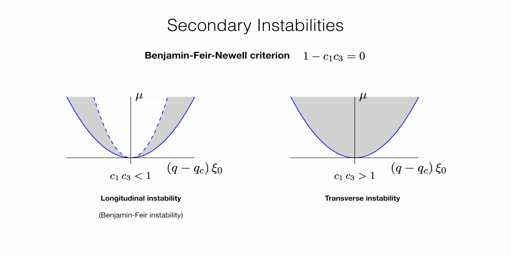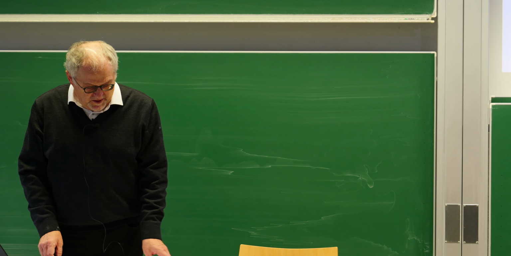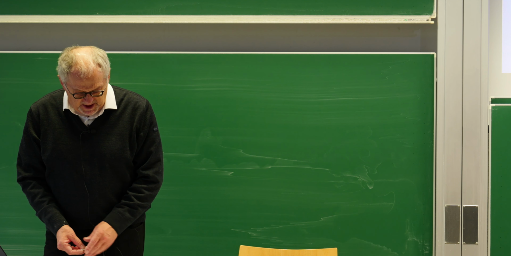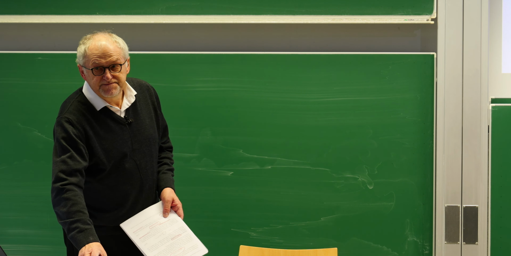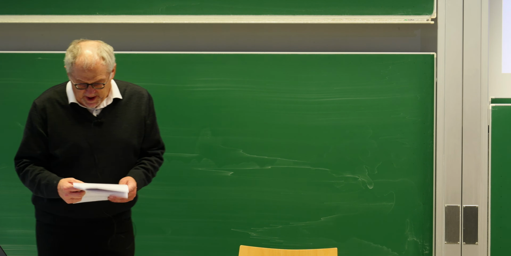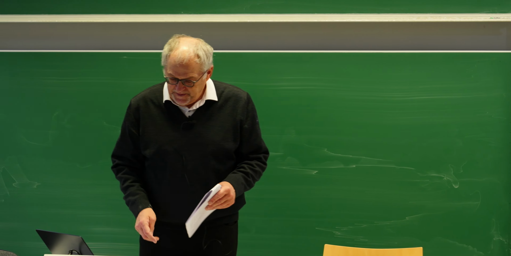All right, and this instability, where you go here from a stable band solution to an unstable one, that's called a Benjamin-Feir instability or longitudinal instability. Right, that's as far as we got last time. Are there questions concerning that? All right, then let's continue with the analysis of that.